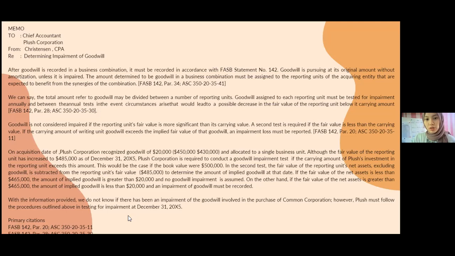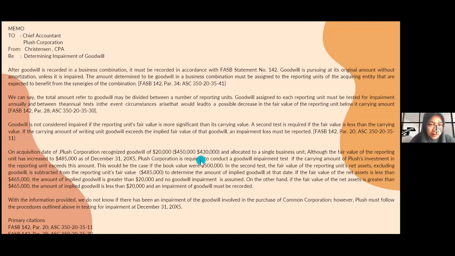In the second test, the fair value of the reporting unit's net asset, excluding goodwill, is subtracted from the reporting unit's fair value, $485,000, to determine the amount of implied goodwill at that date. If the fair value of the net asset is less than $465,000, the amount of implied goodwill is greater than $20,000, and no goodwill impairment is assumed. On the other hand, if the fair value of the net asset is greater than $465,000, the amount of implied goodwill is less than $20,000, and an impairment of goodwill must be recorded. Next will be explained by Kak Shifa.